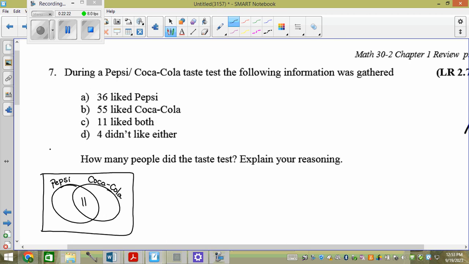11, and I have to start there, right? Coca-Cola has 55. Does it say Coca-Cola only? Does it say Coca-Cola but not Pepsi? So I have to do what? Subtract. So I'm going to go 55 minus 11, which is 44. Then 36 like Pepsi, so the whole Pepsi circle is 36. 36 minus 11 is 25. And then I'm going to put 4 in either. And then they can ask, how many people did they taste test? So they add them all up, and how many is it?